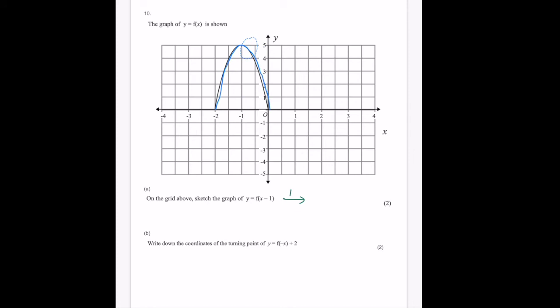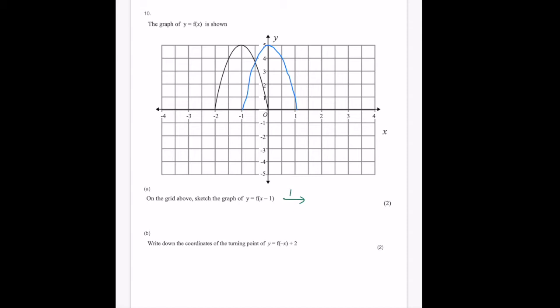And you need to be really careful here, because you'll notice that the scale actually goes up 1 every 2 squares. So that means that I'm going to be moving it by 2 squares or 1 unit. So it's going to move to here, and that will be f of x minus 1.